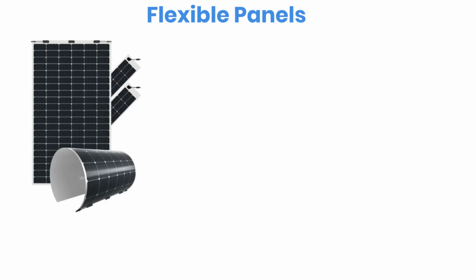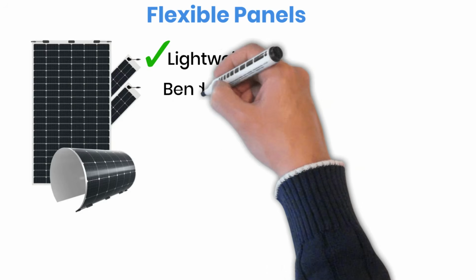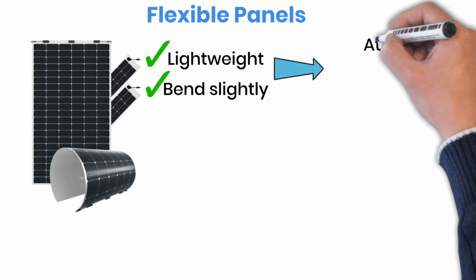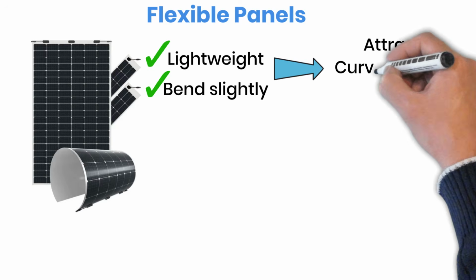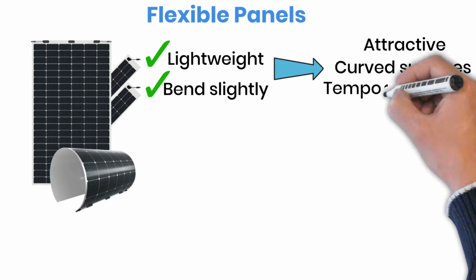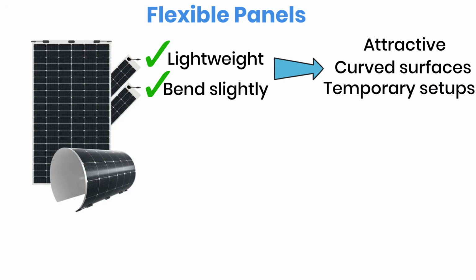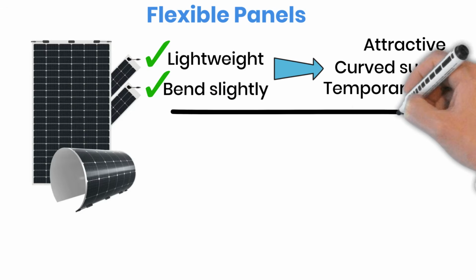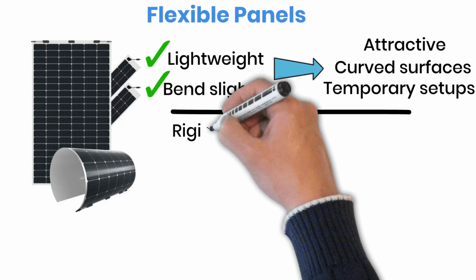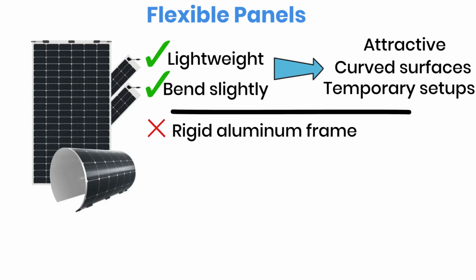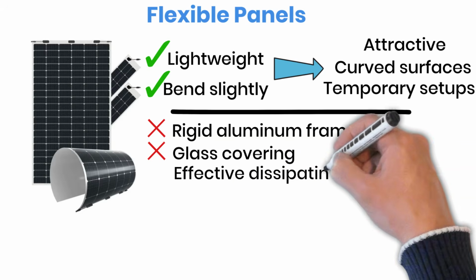Now let's talk about flexible solar panels. Flexible panels are lightweight and can bend slightly, which makes them attractive for certain installations like curved surfaces or temporary setups. However, there is an important downside. Because flexible panels do not have a rigid aluminum frame and glass covering like traditional panels, they are not as effective at dissipating heat.